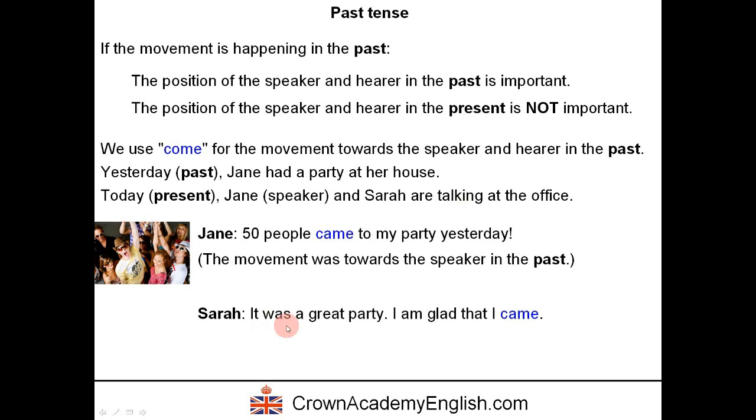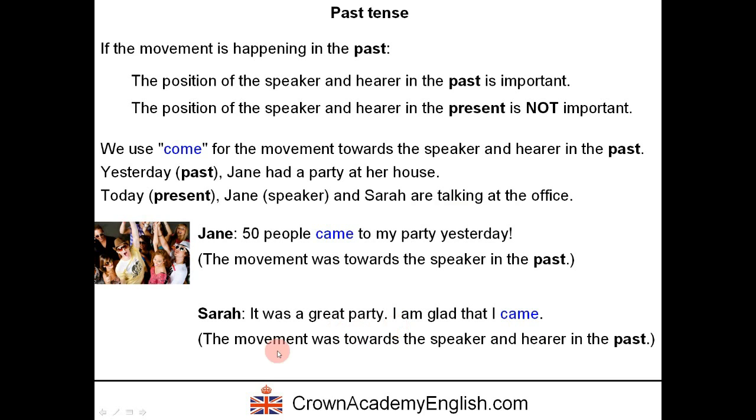And Sarah replies, "Yes, it was a great party. I am glad that I came." Not, "I'm glad that I went." Why? Because the movement was towards the speaker and the hearer in the past.